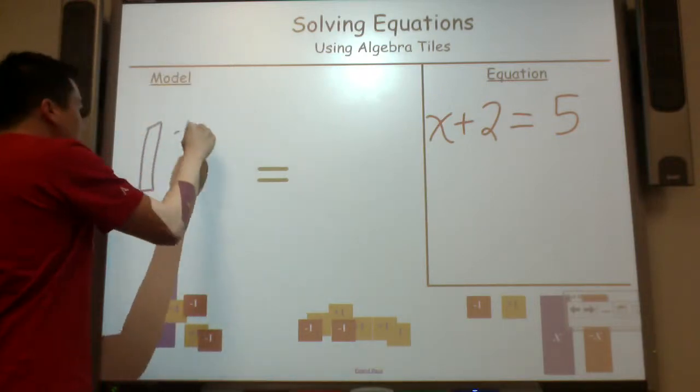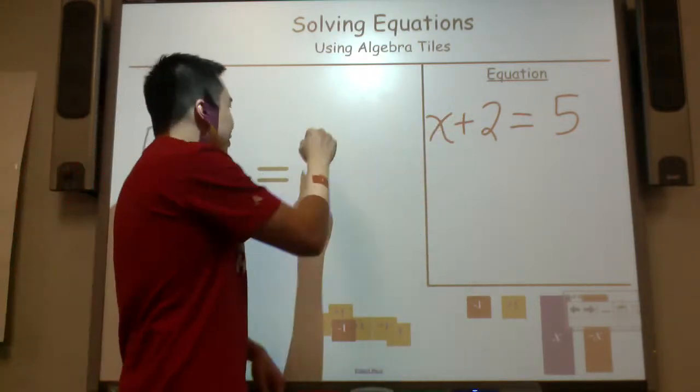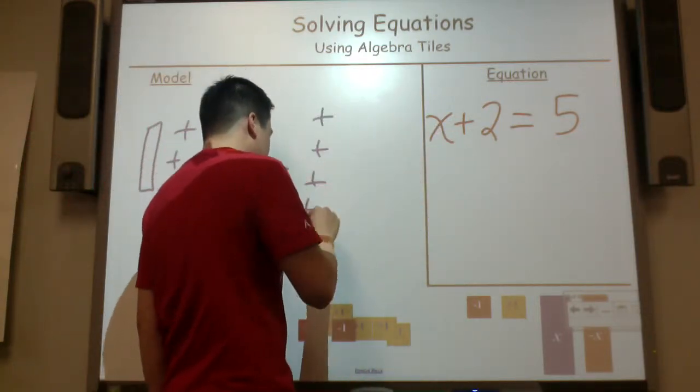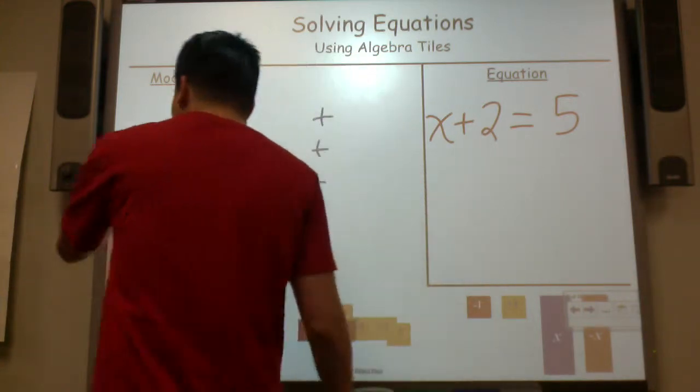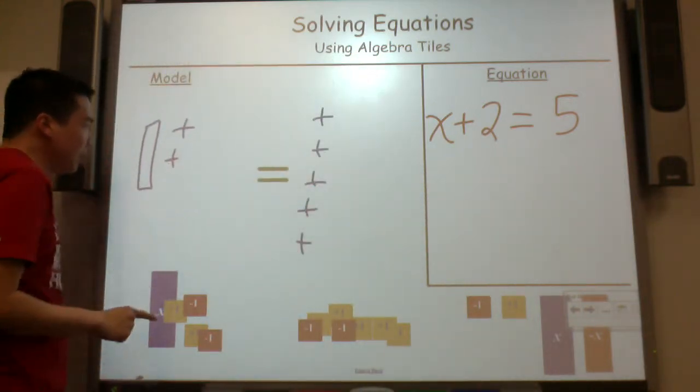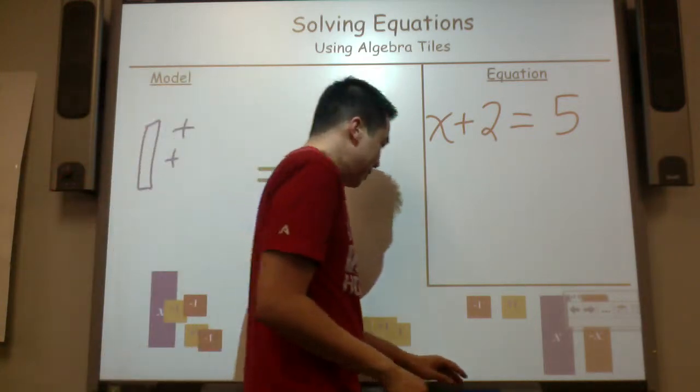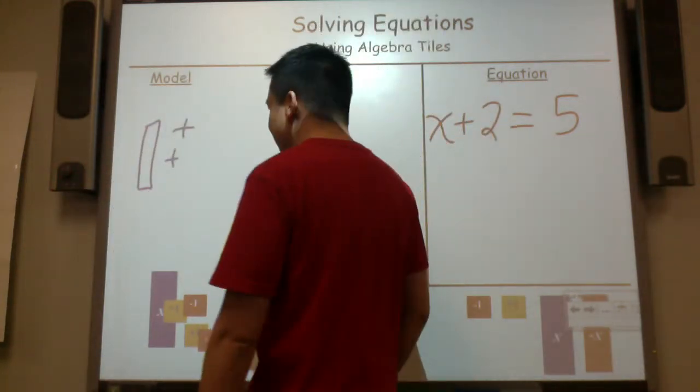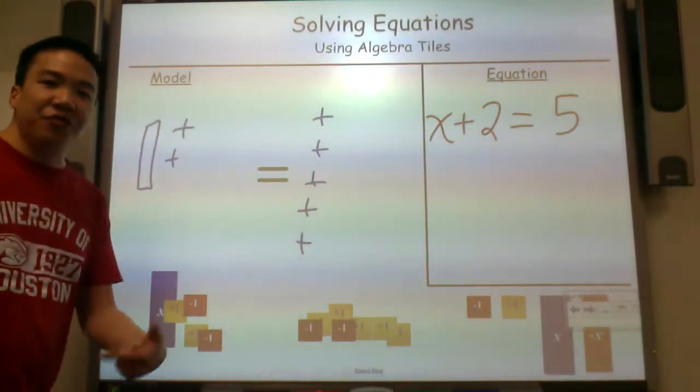So I draw 2 positive. 5 has 5 positives. This is Mr. X. He wants to be by himself. We need to get rid of these negatives. Positives mean these 2 positive. So what's the inverse of it?